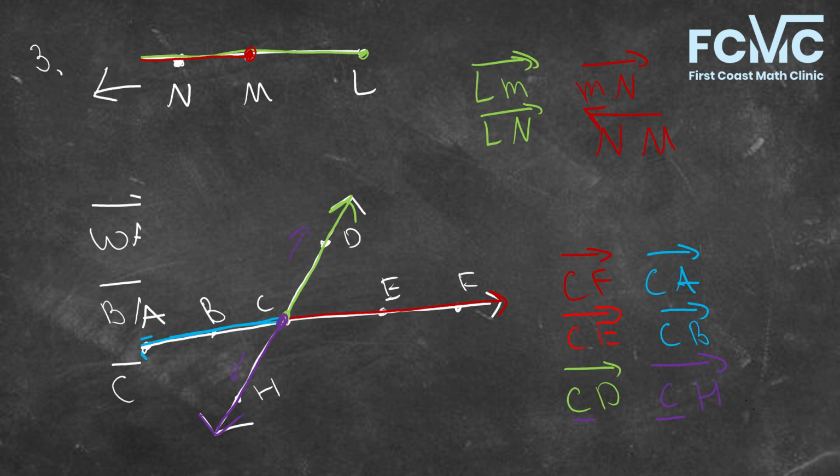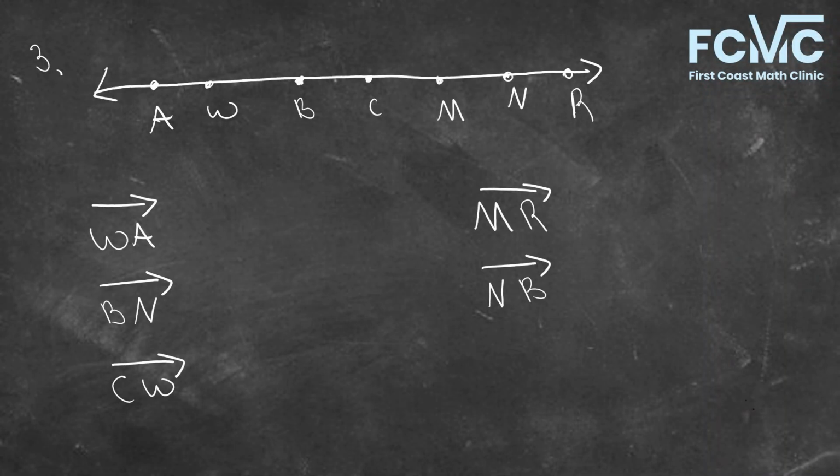Let's do one more example. All right, so for the last example, I'll give you 5 different rays. Let's name the opposite ray to these 5 rays. So let's start with ray WA. So WA has our endpoint of W, extends in this direction.